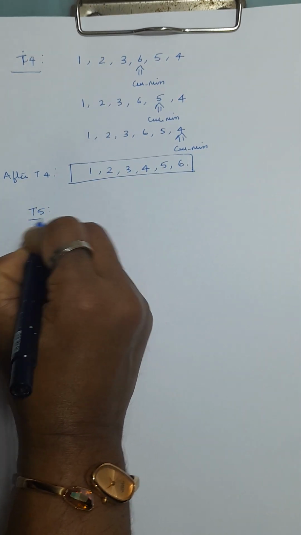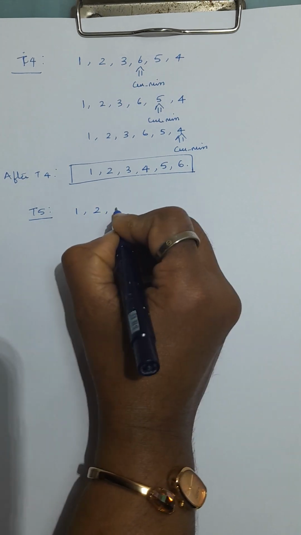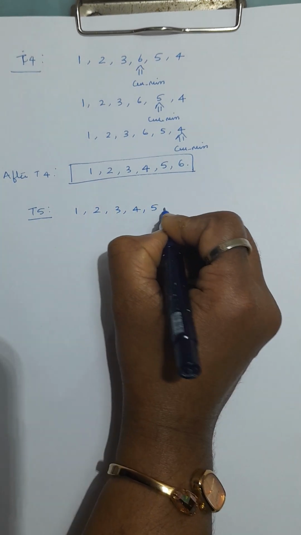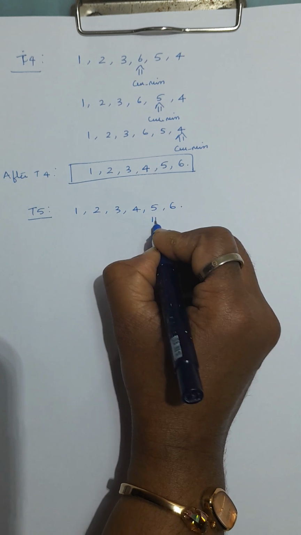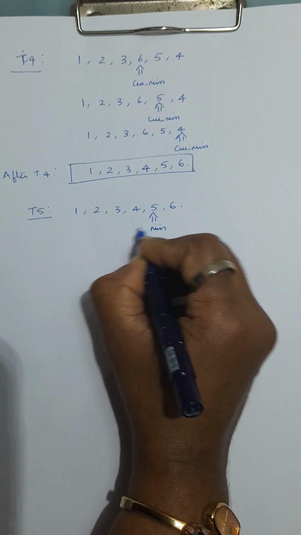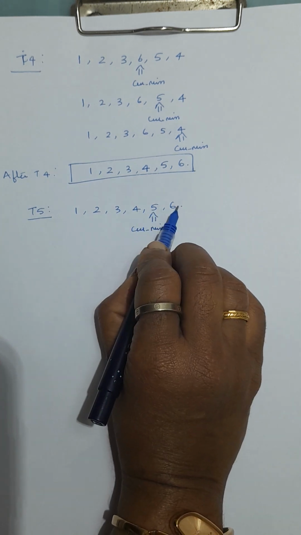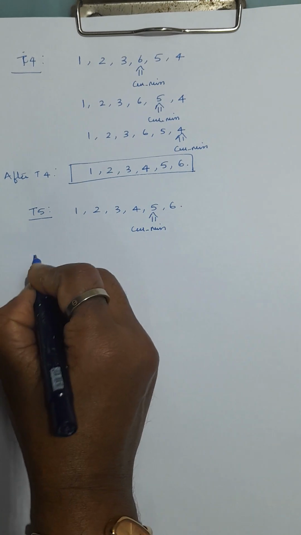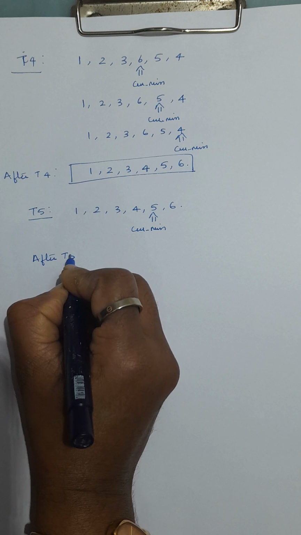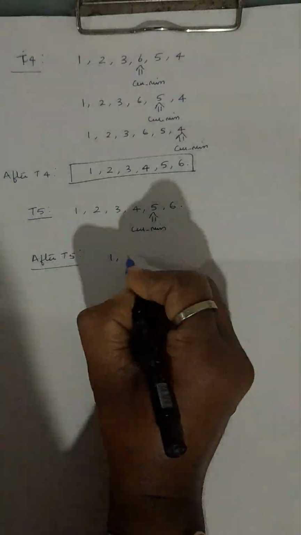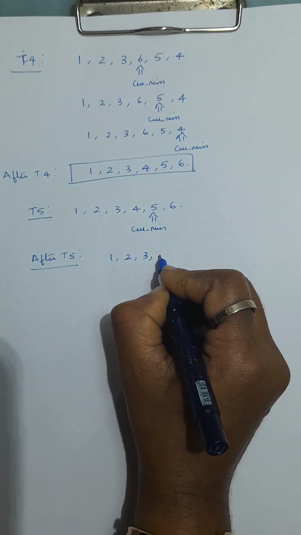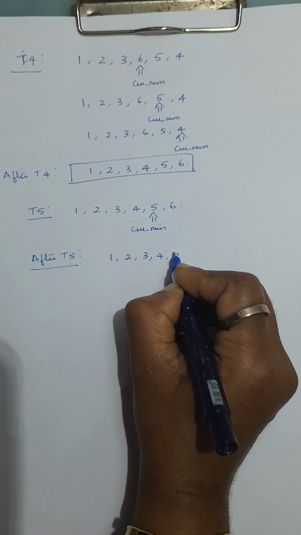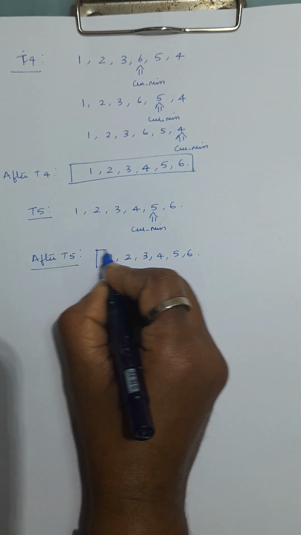Iteration 5: 1, 2, 3, 4, 5 and 6. This is the current minimum. Now it checks if 6 is less than 5, no, nothing happens, it stops. Now after iteration 5, all the elements are sorted in the order 1, 2, 3, 4, 5 and 6.